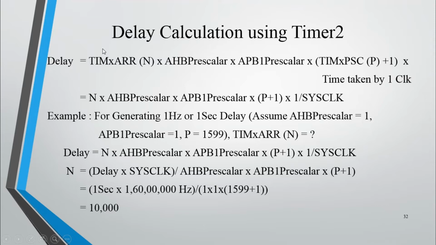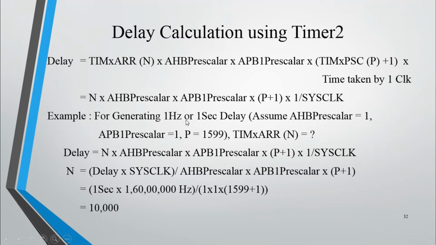So this is how you are going to calculate the delay using timer 2. This equation also we have seen last class. Delay equal to auto reload register, that is N, into AHB prescaler into APB1 prescaler into timer prescaler, that is P plus 1, into time taken for 1 clock. Here my clock is nothing but system clock. So time taken for 1 clock is 1 by system clock, right?